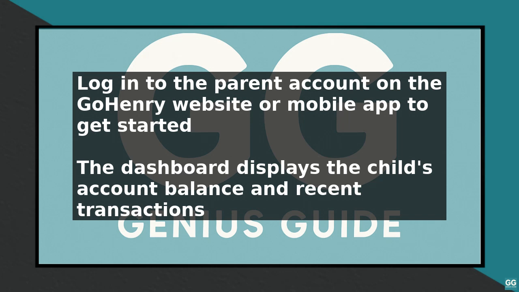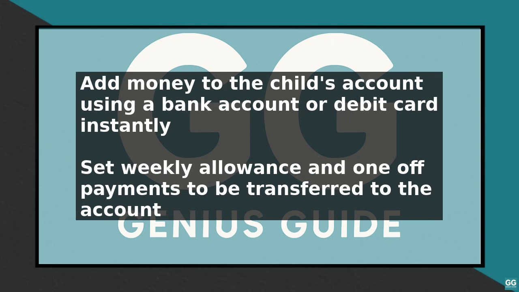To monitor your child's spending, go to the Transactions tab where you can view a list of recent transactions, including the date, amount, and merchant. You can also set up notifications to alert you when your child makes a purchase or reaches a low balance.